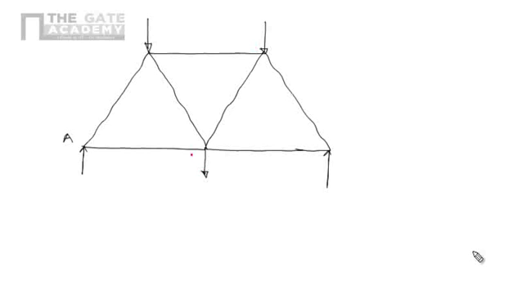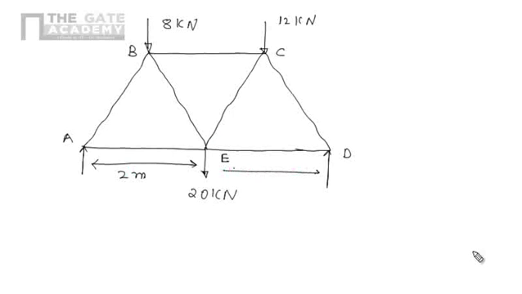Now I will say this point is B, this point is C, this point is D, and this point is E. Here we are applying a force of 20 kilonewton, here a force of 8 kilonewton, and here a force of 12 kilonewton. And if you see the distance here, it is 2 meter. And this distance is also 2 meter. And if we talk about this angle, it will be 60 degree.